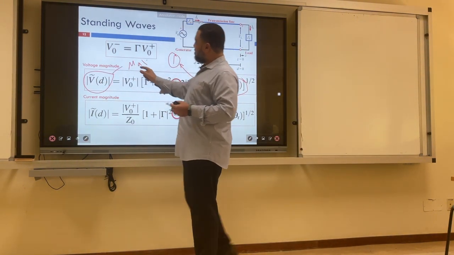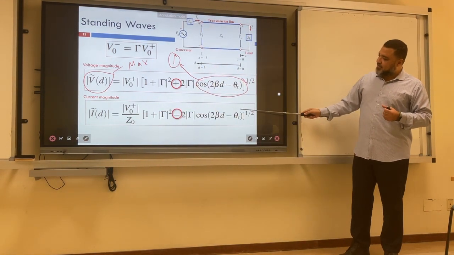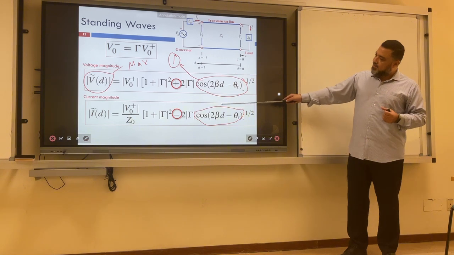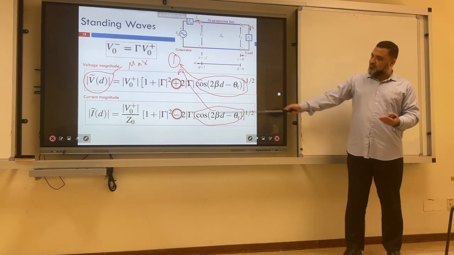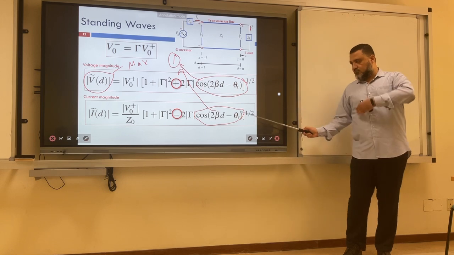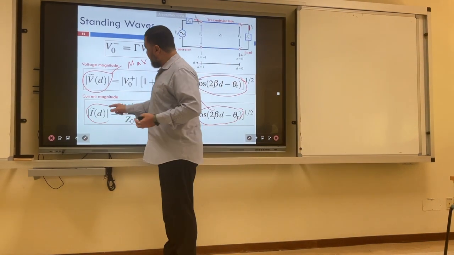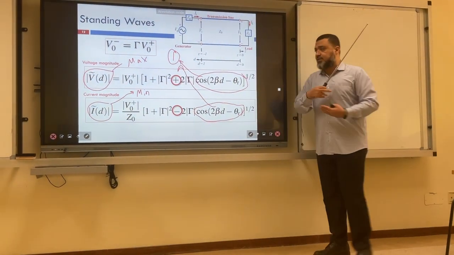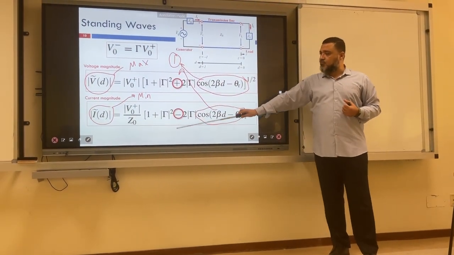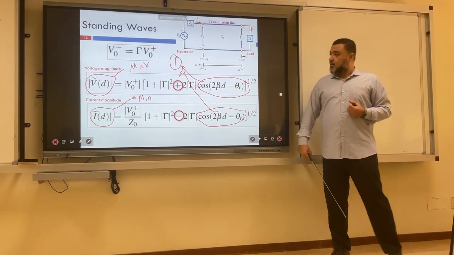What about the current? The magnitude of the current along the transmission line. If this is 1 here, the same, so this is 1 and this is also 1. The current will be minimum or maximum? Minimum, because I have negative here. The maximum of cosine is 1, and this will make the current minimum. So it's clear that the current and the voltage are behaving oppositely. If the voltage is maximum, the current will be minimum and vice versa, because of this change in sign. Okay?